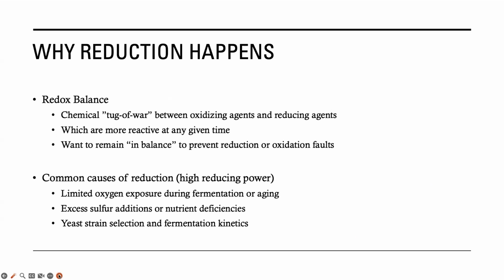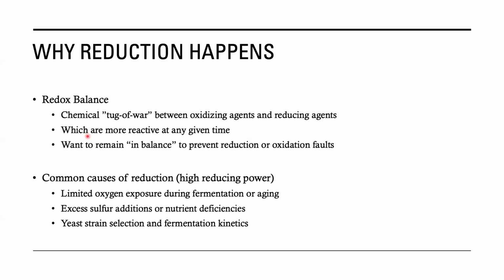Why does reduction happen? It's all about redox, reduction oxidation, and the balance between all of the different components in wine. There are lots of molecules in wine that are reactive, and with the low pH that we have, and lots of things floating around, we should expect that reactions will take place. Depending on if we're in a reductive environment or an oxidative environment, that's where you would get either of these types of molecules being made.